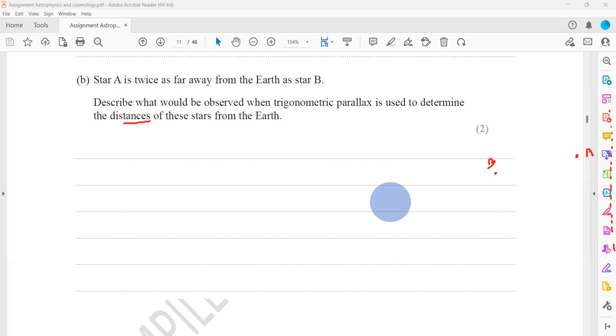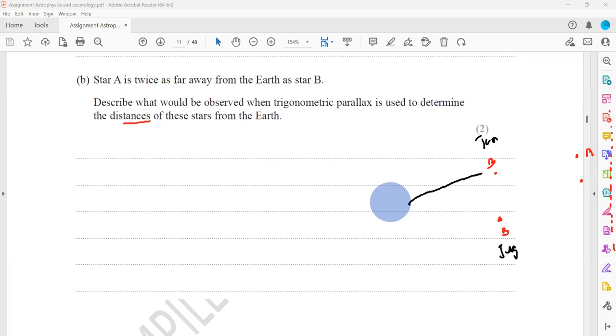And when we observe them, what will happen? B is closer to us, so even though they are moving at the same speed, the apparent change in distance for B appears to be more than A. So when we observe the change in angle over 6 months, for example observing in January and again in July.